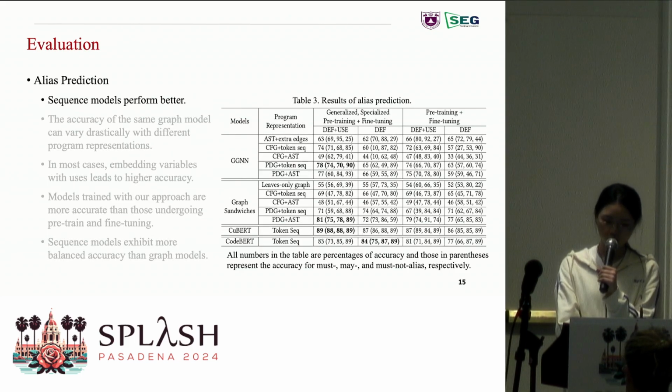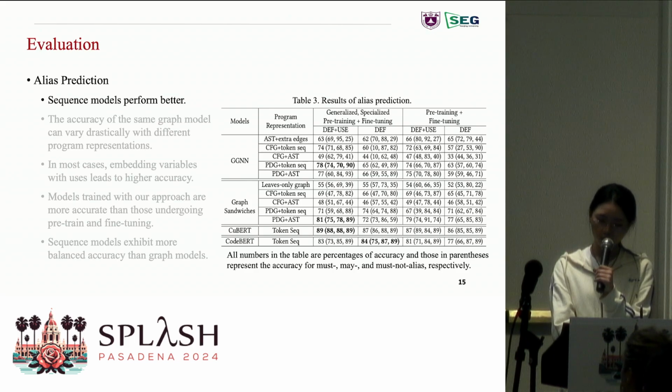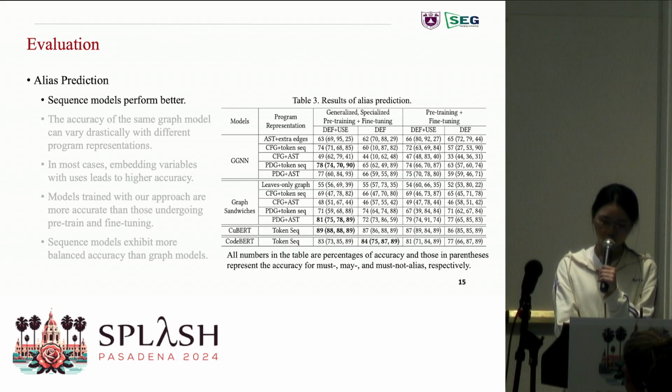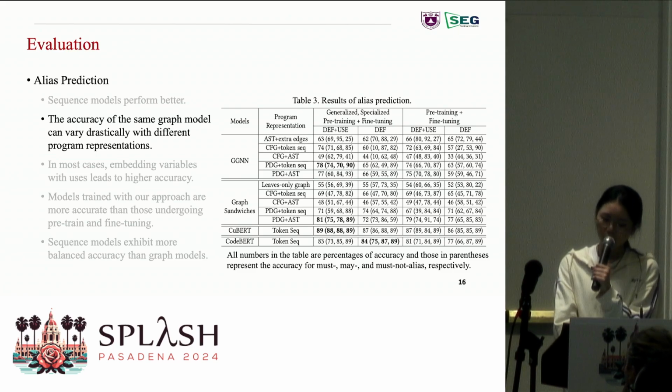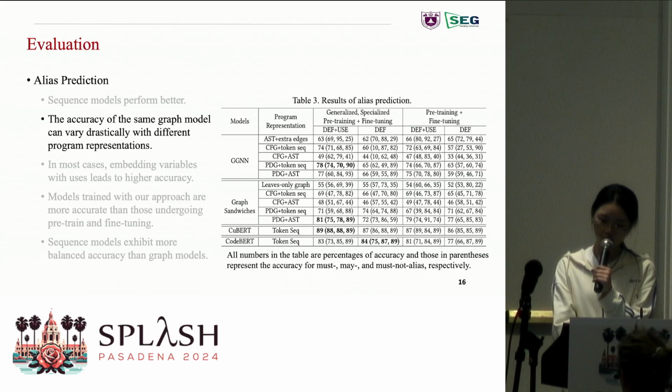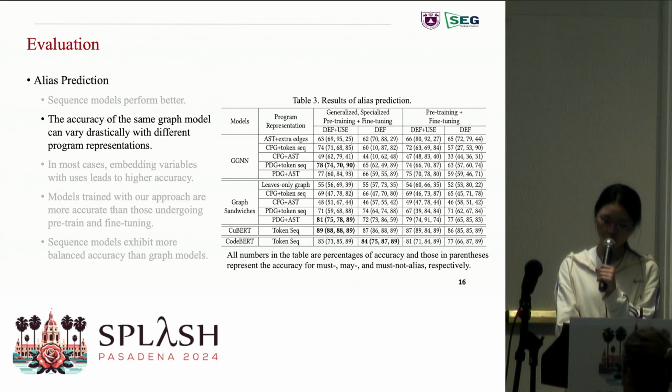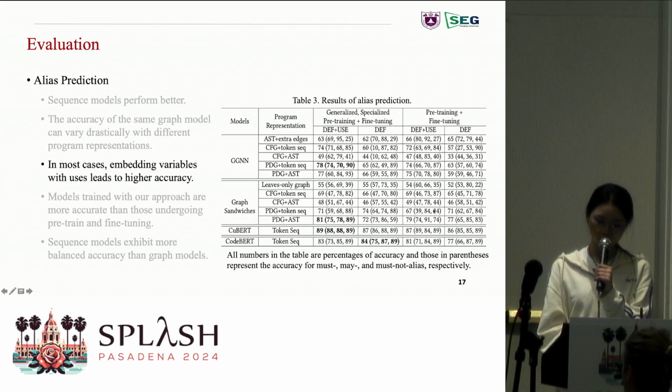Table 3 shows the results of alias prediction. We can see that sequence models perform better than graph models, with CuBERT and CodeBERT achieving the accuracy of 89% and 84% respectively, while GGNN and Graph Sandwiches achieve the highest of 78% and 81%. In addition, the accuracy of the same graph model can vary drastically with different program representation. For example, when GGNN switches from PDG plus token sequence to CFG plus AST, the accuracy drops 29%.